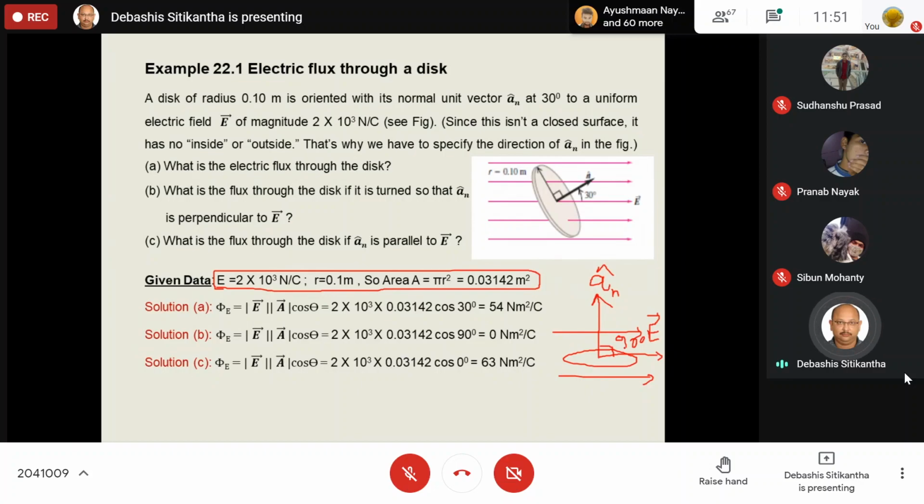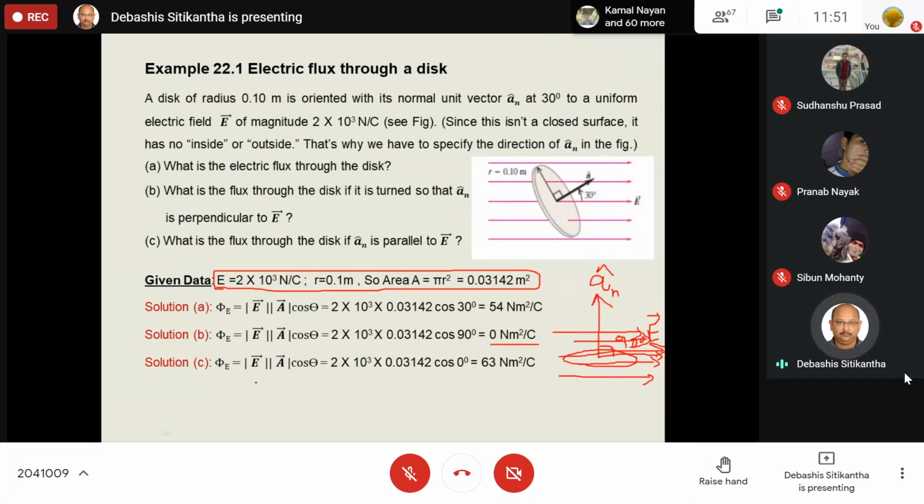Even physically, if you try to visualize this problem, you will see that the disk is lying parallel to the electric field, and therefore all the electric field lines will be tangential to it. None of the electric field lines are going to pass through it. They are simply passing tangentially. So this is the reason why it is going to be 0. Either way, you can prove it.